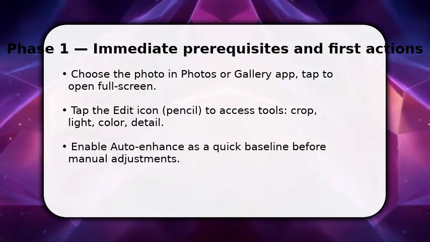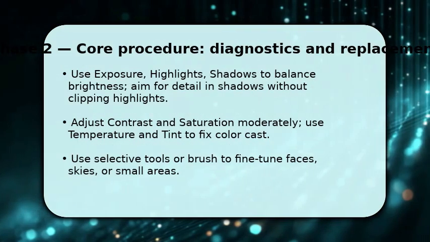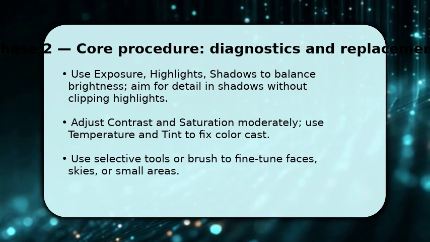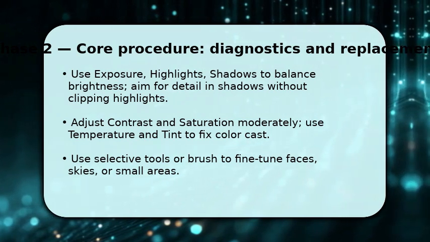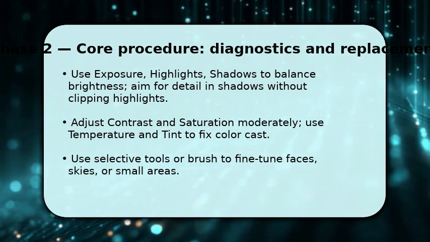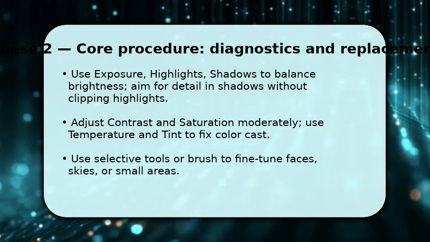Now you adjust exposure and color to make the image readable and natural. You should lower highlights to recover detail, raise shadows to reveal texture, then tweak exposure for overall balance. This preserves dynamic range. After that, increase contrast subtly and adjust saturation only as needed.